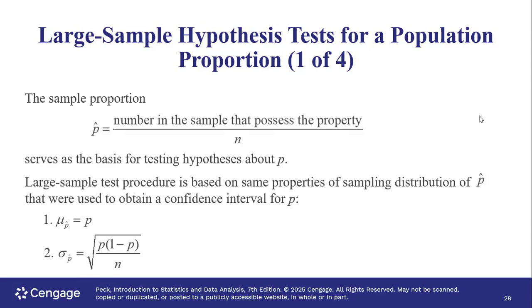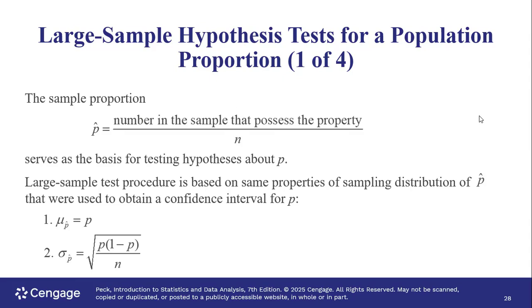Large sample procedure is based on the same properties of the sampling distribution of p hat that were used to obtain a confidence interval for p. The probability distribution of p hat, with p hat on the horizontal axis and probability density on the vertical axis, is a bell-shaped curve. The center of this bell-shaped distribution, where the peak is the highest or relative frequency is the highest, is the mean of the distribution. Mu p hat is equal to p. Notice that p is the population proportion.